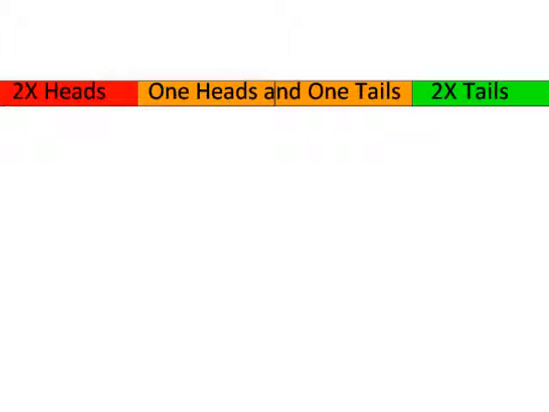When we flip 2 coins, there are 3 possible outcomes. Either both are heads, both are tails, or you get 1 head and 1 tails. This is shown in the diagram. Notice that the orange segment has 2 blocks compared to the 1 block for the red and green. That is because the 1 heads, 1 tails outcome can be achieved with either coin 1 being heads and coin 2 being tails, or coin 2 being heads and coin 1 being tails.